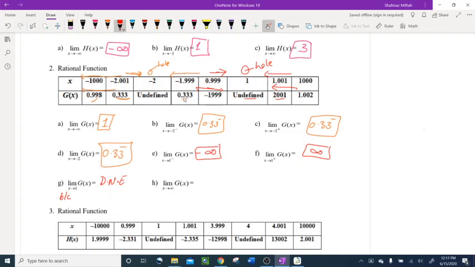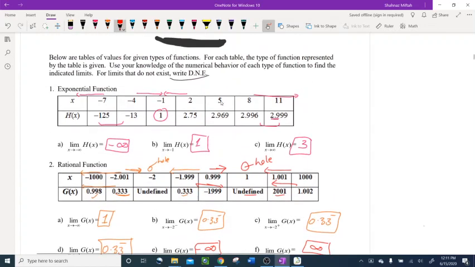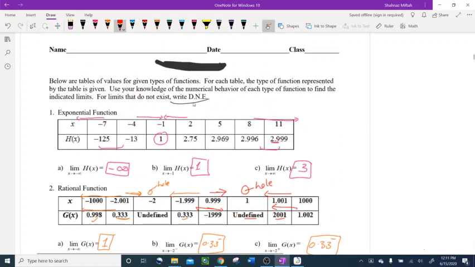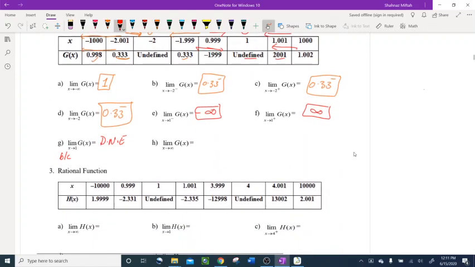Okay, they are not asking for explanation, are they? Let me check. No, they should just say right does not exist like that. Okay, so I'm not giving them explanation.